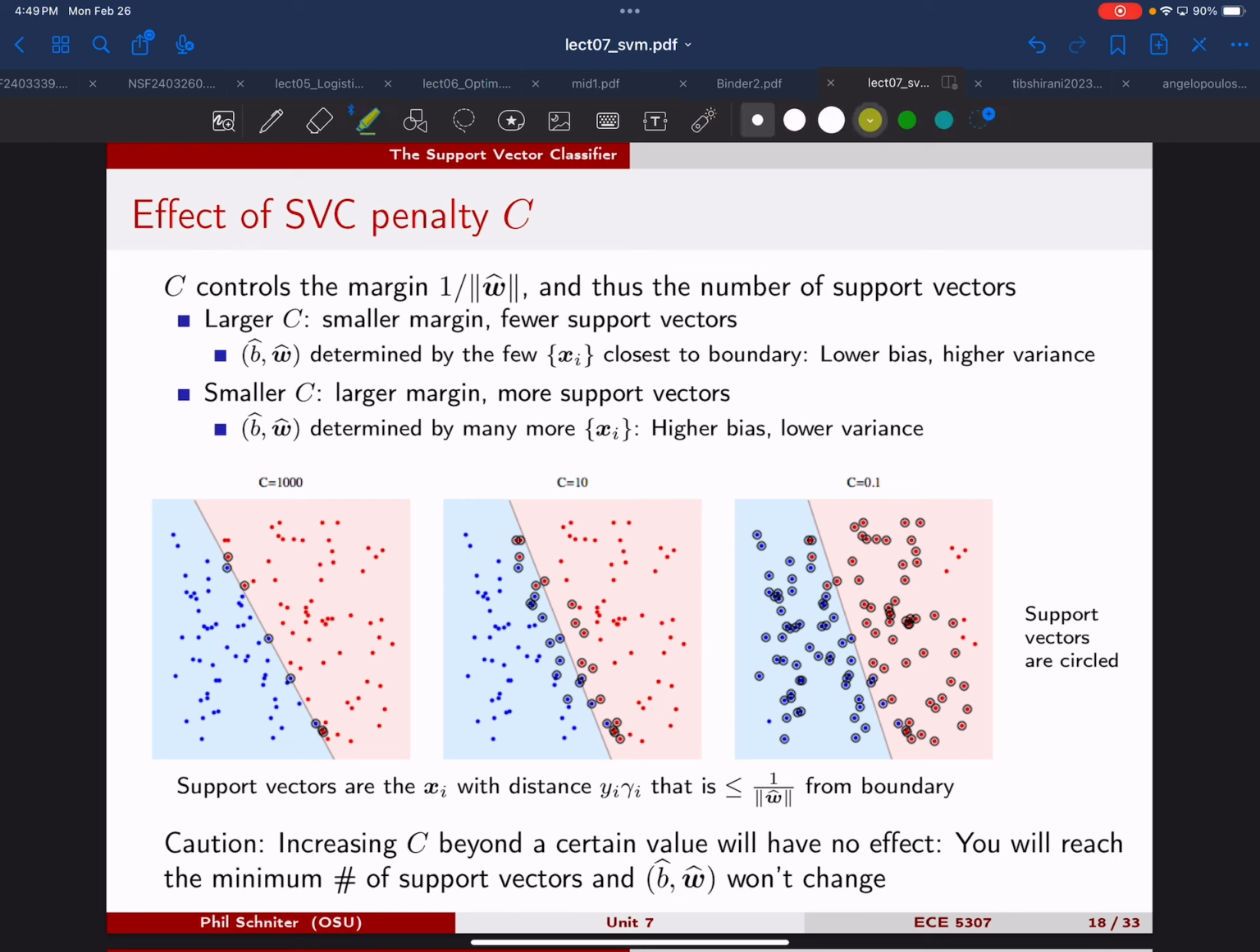So here we've talked about, let's say, larger C means smaller margin, smaller street, higher variance. That's the left side. Smaller C, right side, lower variance. Okay. Is everybody okay with that idea? Okay. What about the bias?